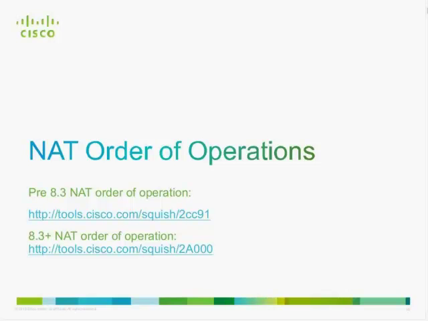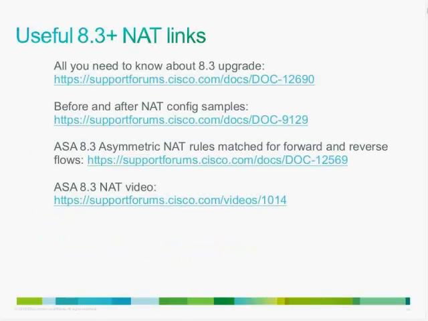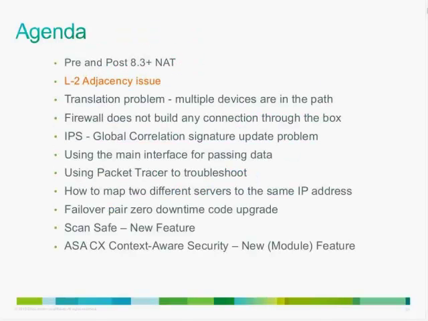So here are some very useful links that would explain the NAT order of operation in the pre-8.3 as well as the post-8.3 syntax. These links are written by some of our escalation engineers, technical leaders, and other tech engineers. Some of the examples that I have written are listed in the before and after NAT config examples, the second link right there. Please keep these links handy. This will come in helpful when you're configuring translation issues.